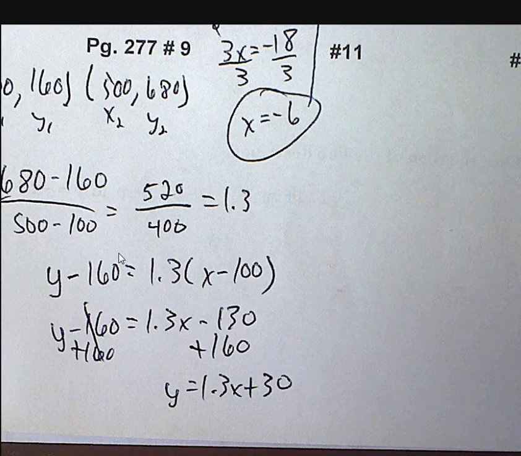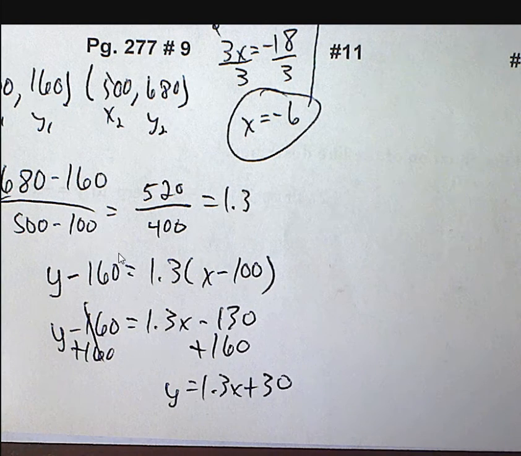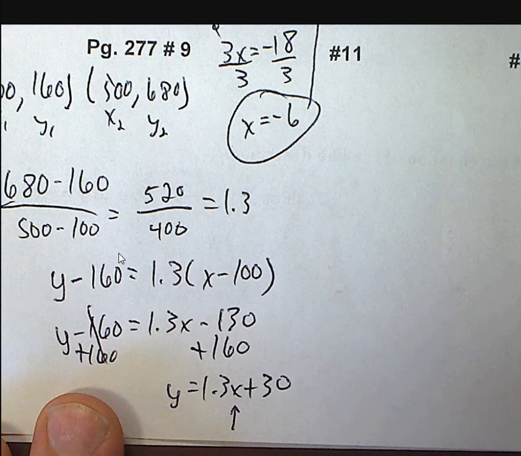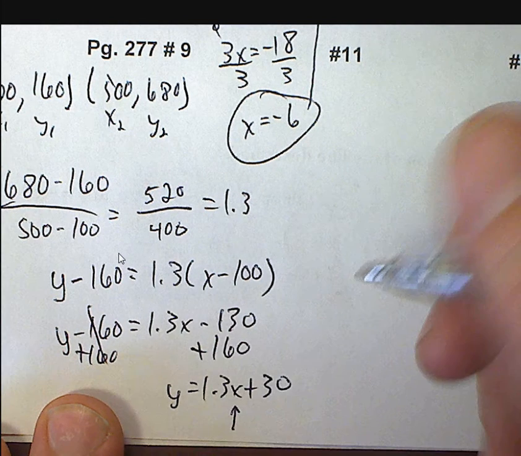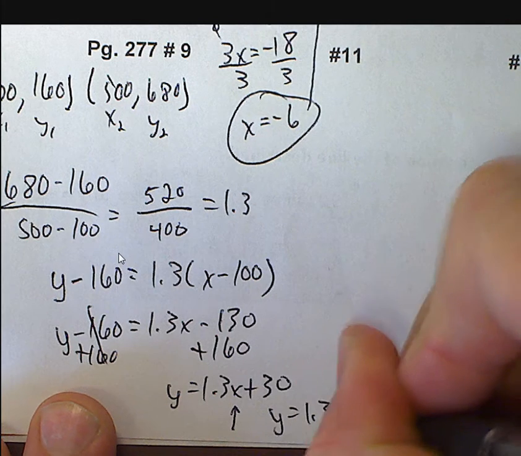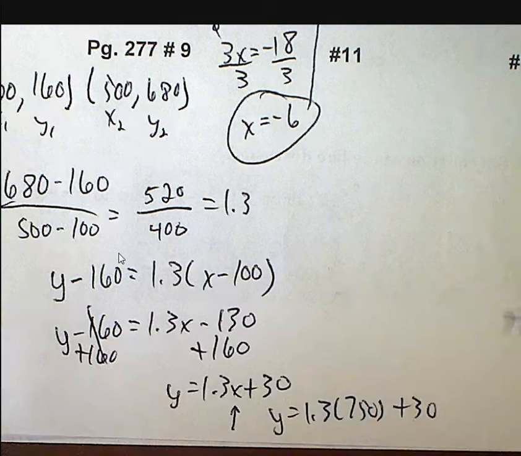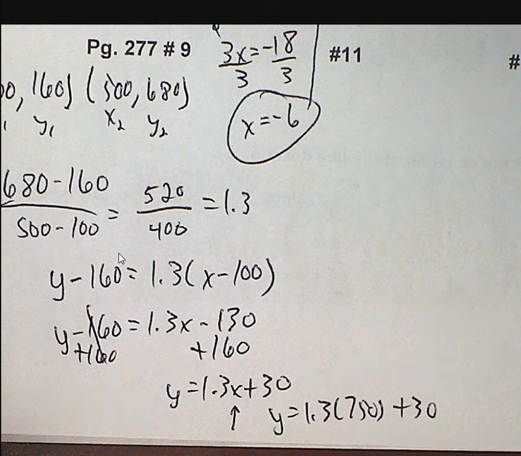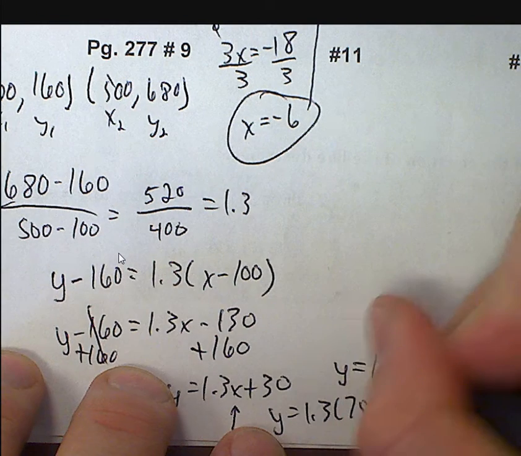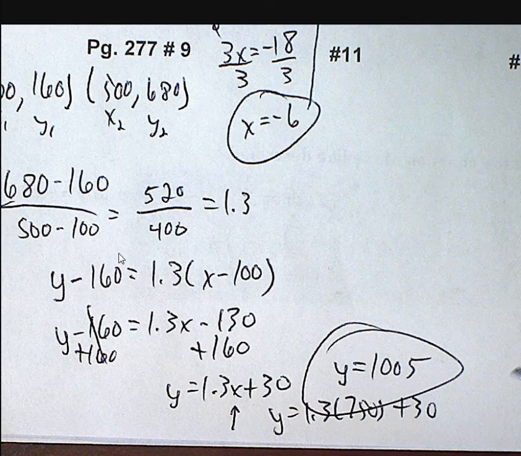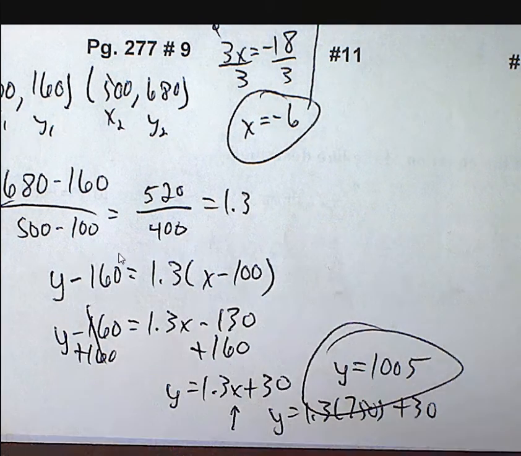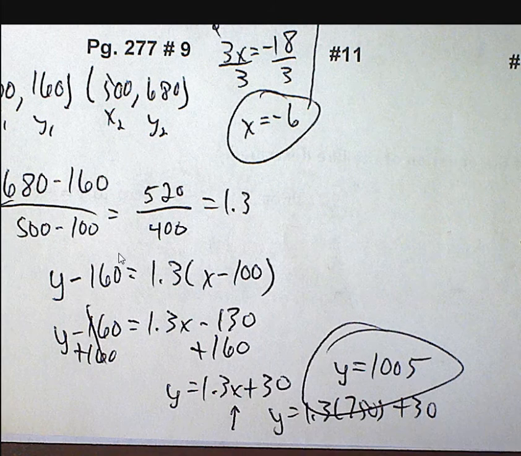Predict the amount of time it required to paint a room measuring 750. My x represents my room size, so I would plug in 750. So y equals 1.3 times 750 plus 30. That gives me y equals 1005. So the time would be 1,005, and I believe it's minutes.